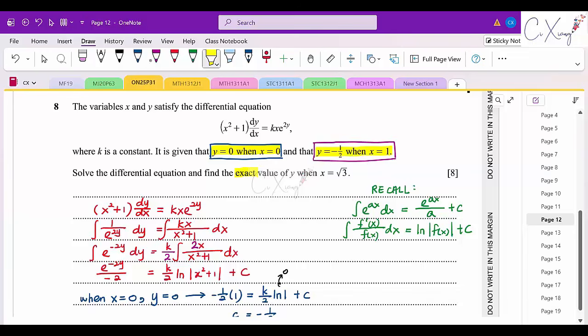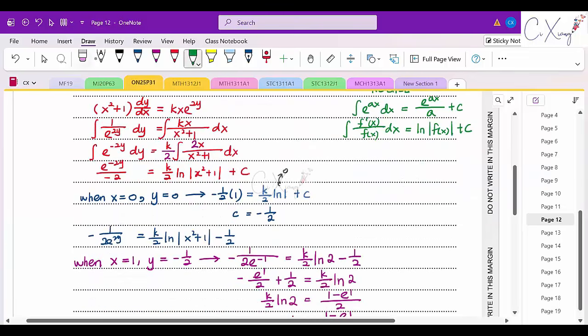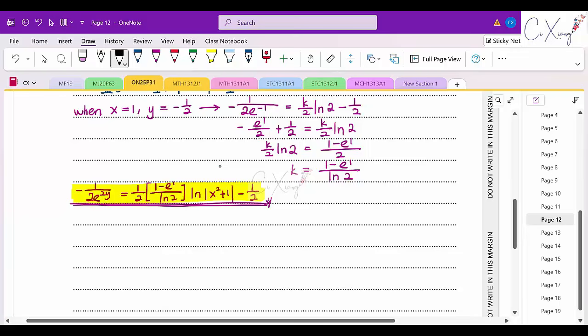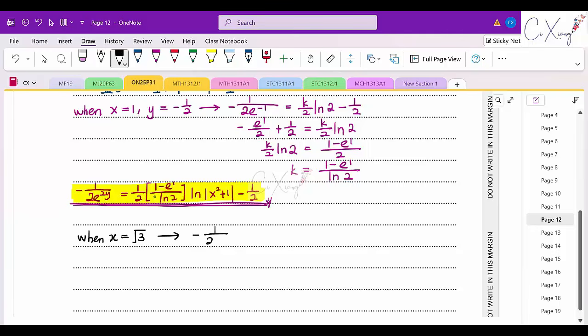Okay, so when x equals to square root of 3, let's continue for this part. What will happen to this particular equation here? Let's substitute x equals to square root of 3. I will be having 1 minus e power 1 divided by 2 ln 2, then ln(x squared plus 1). So square root of 3 squared is 3, 3 plus 1 is 4, right? So you're having ln 4, then minus minus half.